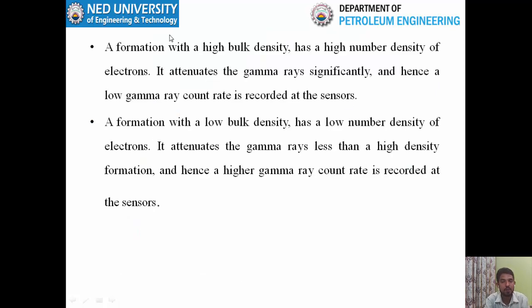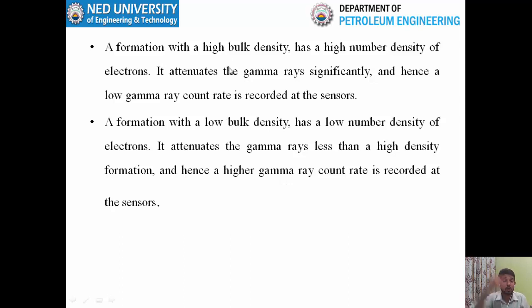This is a description that a formation with a very high bulk density has a high density of electrons. It attenuates the gamma rays significantly, and hence a low gamma ray count rate is recorded at the sensor. So high bulk density means low gamma ray count rate at the detector, and vice versa. A formation with a low bulk density will have a high gamma ray count rate recorded at the detectors.